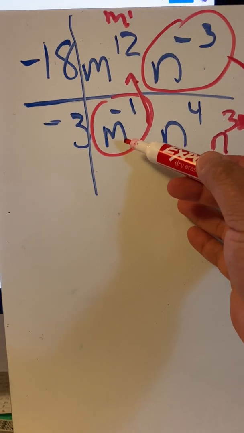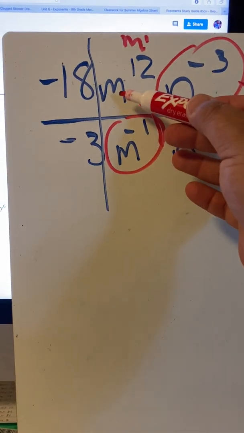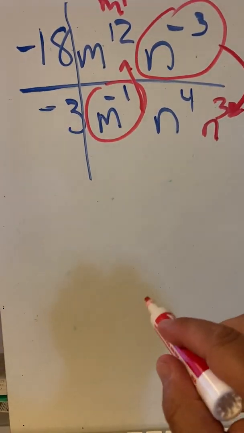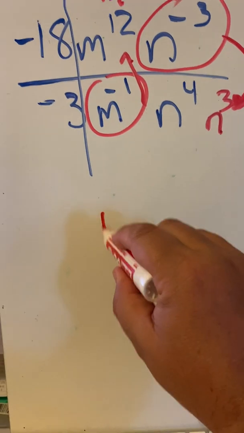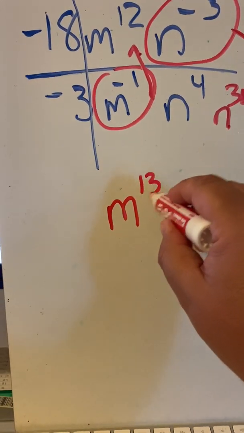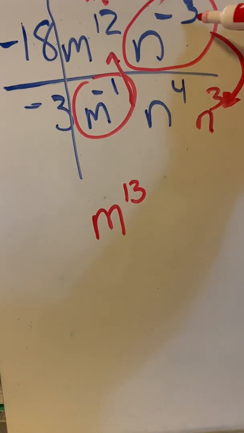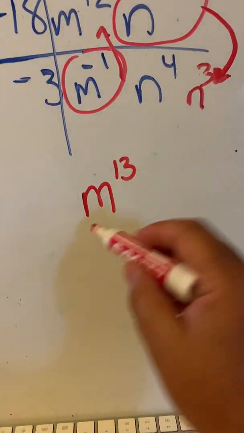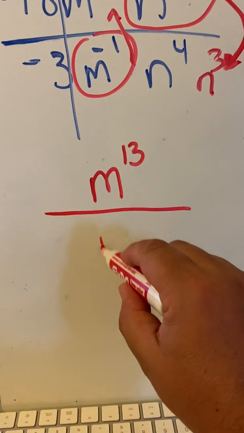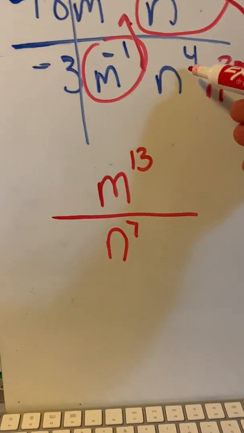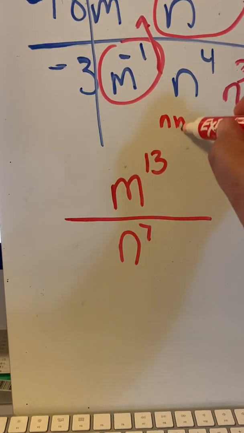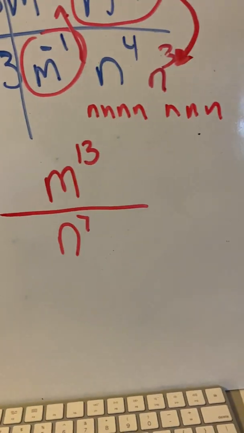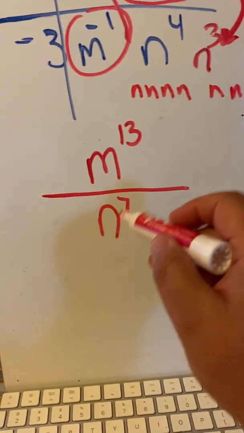So my m to the first moves up here with the m to the 12th, and it should become not m to the 12th anymore. You have 1 extra. It should become m to the 13th power. And the n to the negative third moves to the bottom. You've got an n to the fourth and an n to the third on the bottom of this equation. It should turn into n to the 7th, because there's 4 n's here, 1, 2, 3, 4, and 3 n's there. How many total n's? 7 of them, n to the 7th.